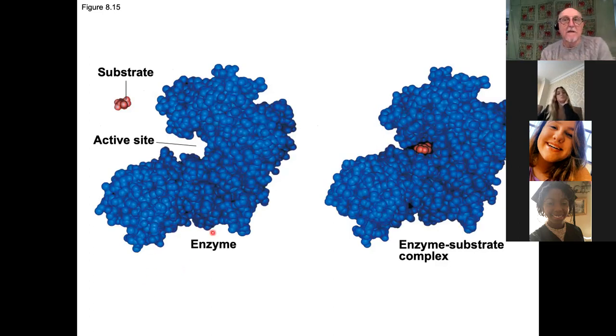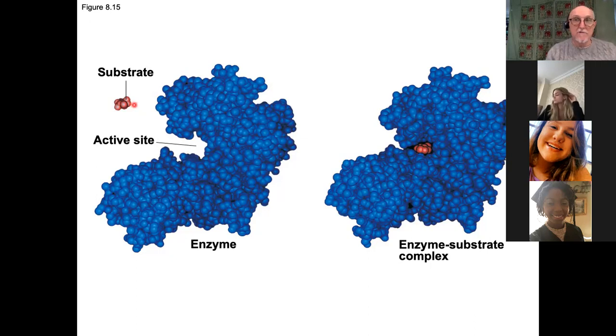Most enzymes in the cell are proteins, not all. Remember that RNA also has enzymatic ability. But most enzymes are proteins, very complex proteins with a very complex three-dimensional shape. But they have one area of the enzyme which is able to perform that catalysis, to catalyze the reaction. This is called the active site.